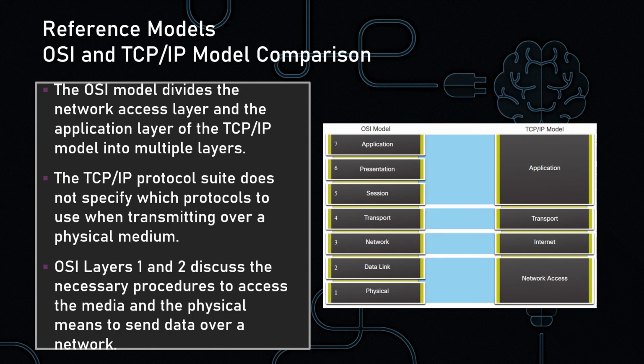So here we see kind of a side-by-side comparison of the OSI and TCP/IP models. You can see where I was talking about 1 and 2, as well as 5, 6, and 7 being merged together into simpler layers. So the protocol suite TCP/IP doesn't specify what protocols to use when transmitting over a physical medium in and of itself. So we do have to talk about network and transport being essentially the same, except the network layer just deals with the internet transmission.